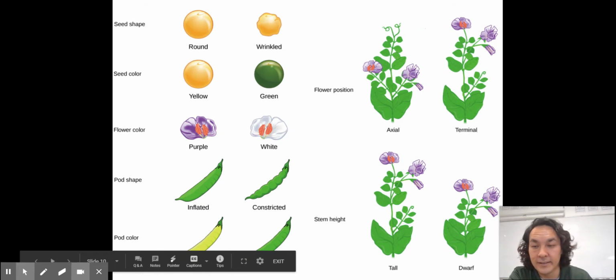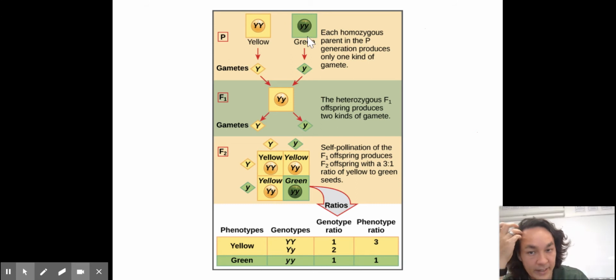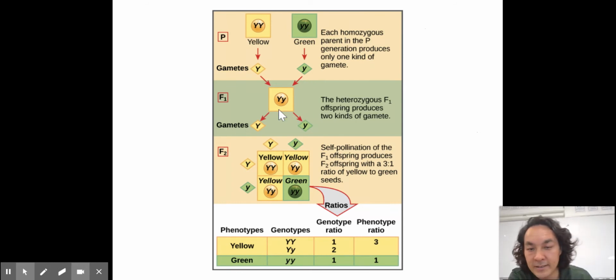Here are the traits that he looked at and figured out all this information with. Here is a Punnett square. And here would be the classic one we were just talking about, yellow and green, pure breeding yellow, pure breeding green, and we went over this in class. The principle of segregation says that only one allele goes into each gamete and that it's random. So here, one big Y goes into the sperm or egg, one little y goes into the sperm array. You then combine those together and you get the F1 generation.